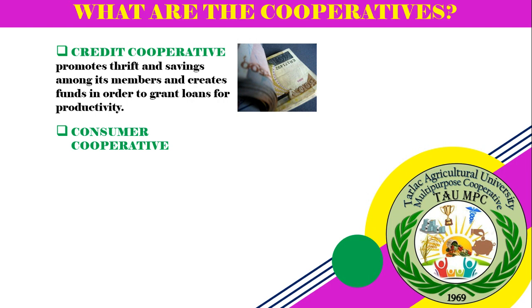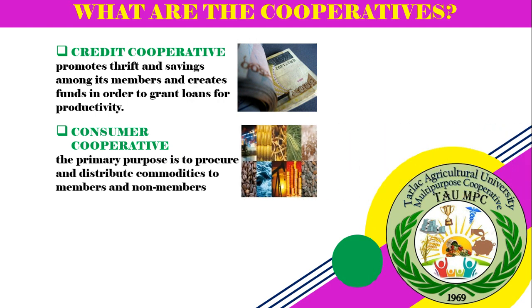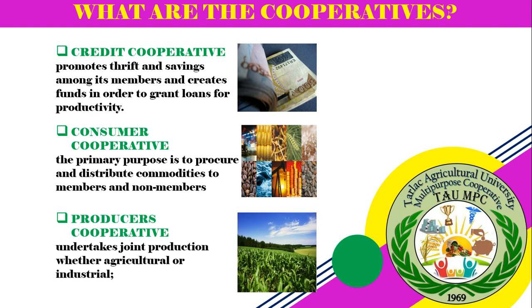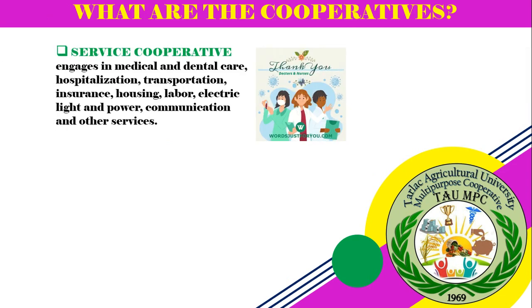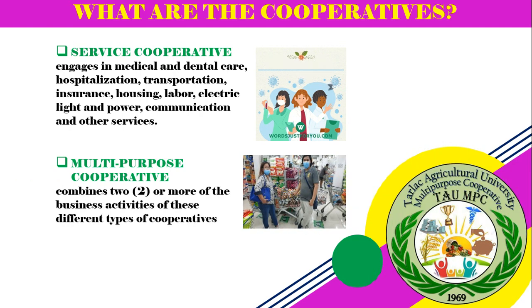Second, consumer cooperative. The primary purpose is to procure and distribute commodities to members and non-members. Third, producers cooperative. It undertakes joint production, whether agricultural or industrial. Fourth, service cooperative. It engages in medical and dental care, hospitalization, transportation, insurance, housing, labor, electric light and power, communication, and other services. And the last one, multipurpose cooperative. It combines two or more of the business activities of these different types of cooperatives.